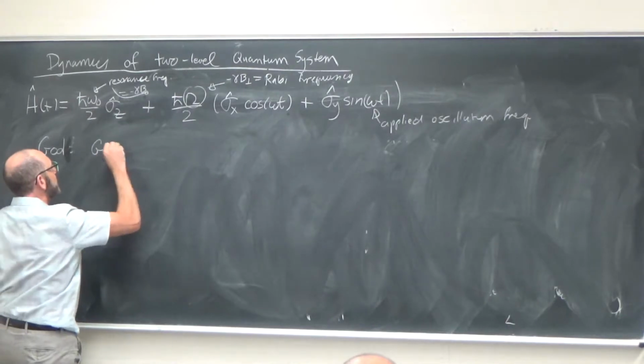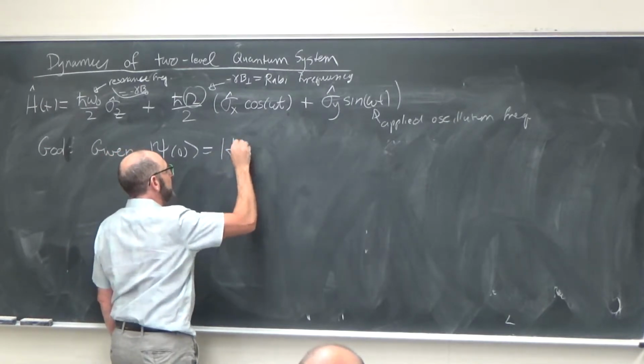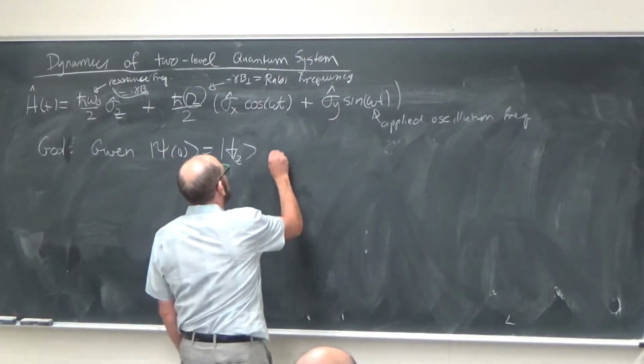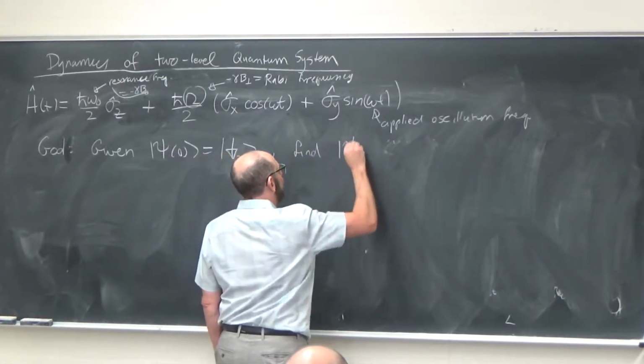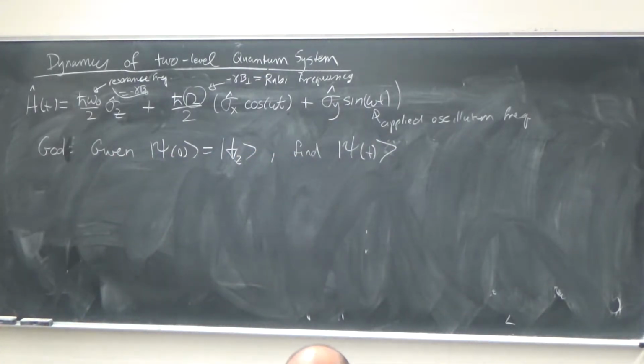Okay. All right, so now the goal: given the state at time equals 0 is spin down, that's the ground state in the absence of the perturbation, find the state at a later time. How are you going to do it? We can find the matrix elements, I can find the matrix of the Hamiltonian, I can do that. You can't answer that. Do what you did in your notes. That's not fair either.